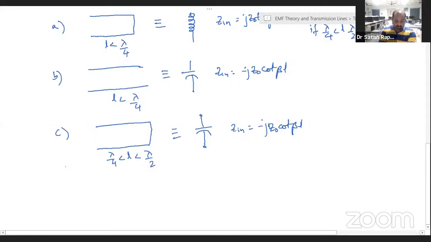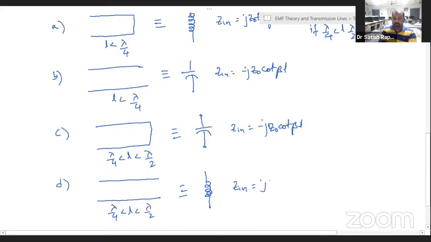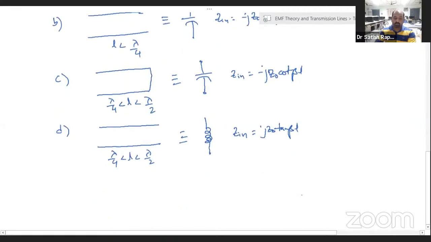And let us consider another case. An open circuited transmission line whose length is in between lambda by 4 and lambda by 2, the equivalent circuit is inductive. So therefore input impedance is j Z naught tan beta L.